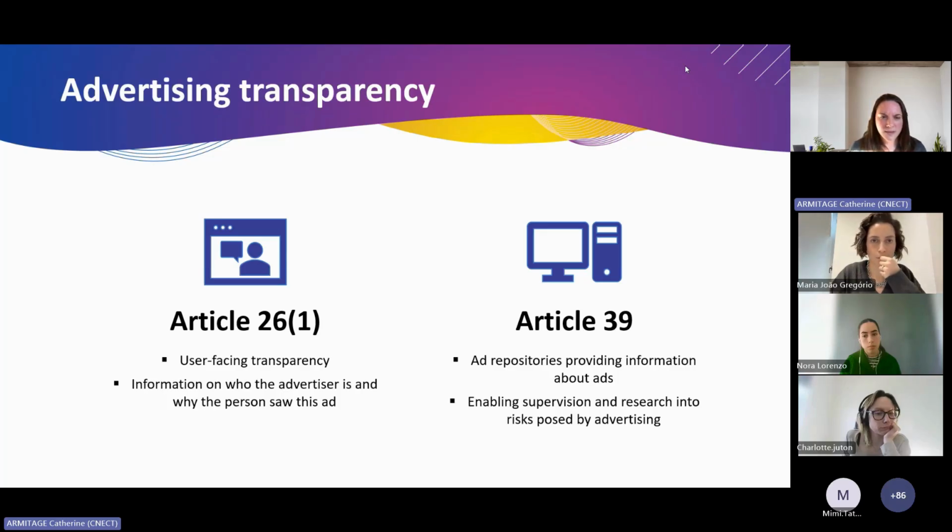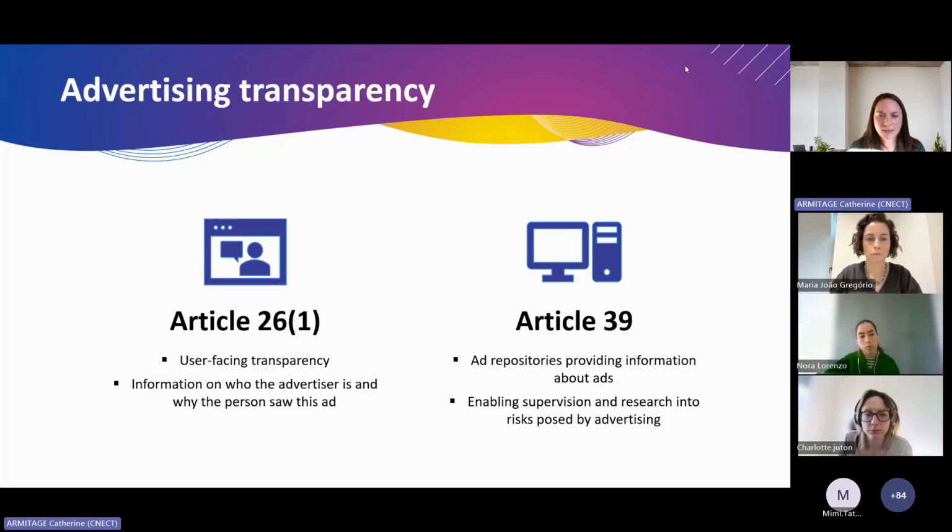So Article 26.1, this is what I was talking about before. Whenever a user sees an ad, they should be able to easily access information about, for example, who the advertiser is and why they are seeing this ad. They should also be able to see that this is an ad, so there should be a clear label that says, for example, this is an ad. And then there should be the possibility to click and read information about the name of the advertiser, who paid for the ad, the targeting parameters that were used to present the ad in this specific instance, and also information about how to change those parameters if available.